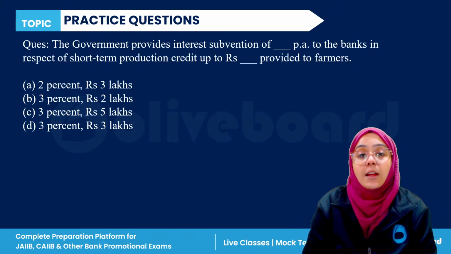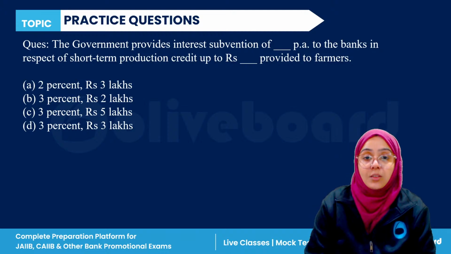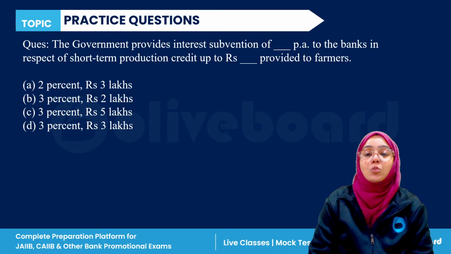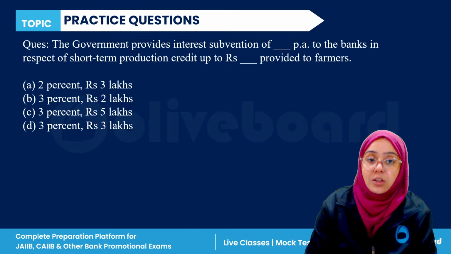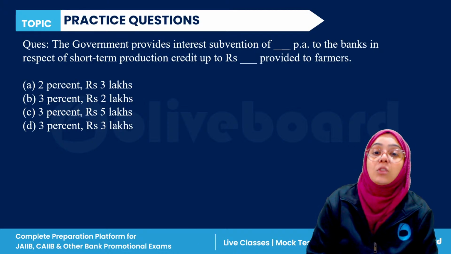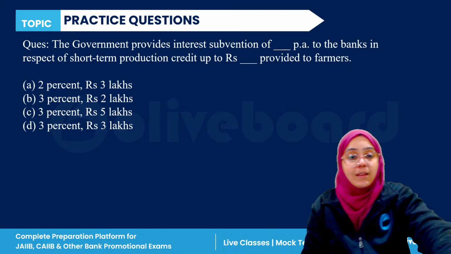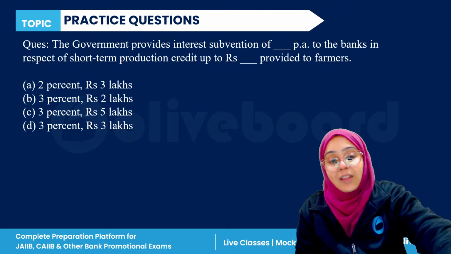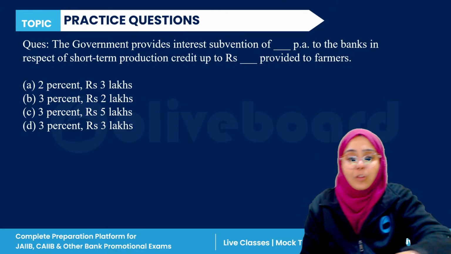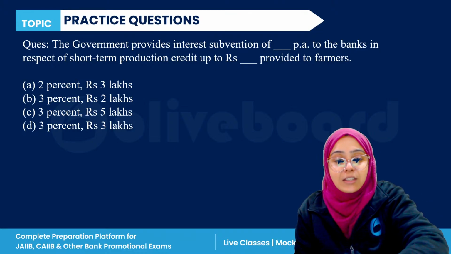Next question. The government provide intervention, interest subvention of dash per annum to the bank in respect of short-term production and credit up to dash provided to the farmer. Very easy. So these type of questions are important because it is the fact-based question. Okay, you just have to learn fact, everyone.